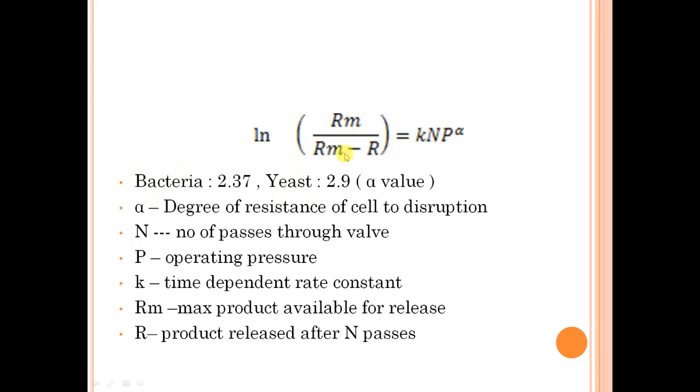And N is nothing but the number of passes through the system. P is the operating pressure and K is the time dependent rate constant. And Rm is nothing but the maximum product available for release, and R is the product released after N passes. So based on the number of passes, whether it is 1 pass, 2 pass, 3 pass, this is R, the amount released after that particular pass. So we always consider Rm as 100, because the maximum product that can get released from the system can be only 100, and R is based on the number of passes.